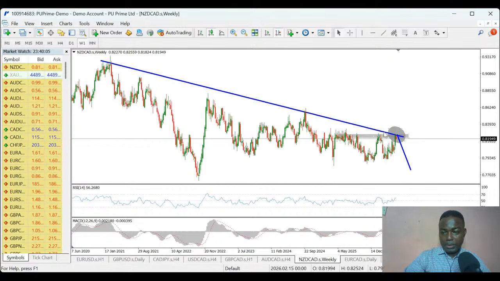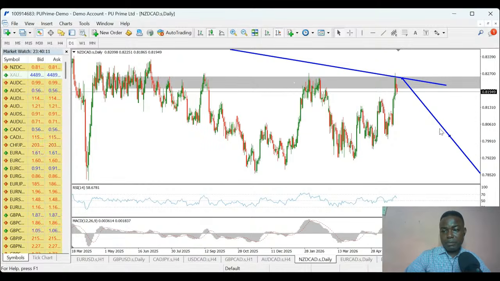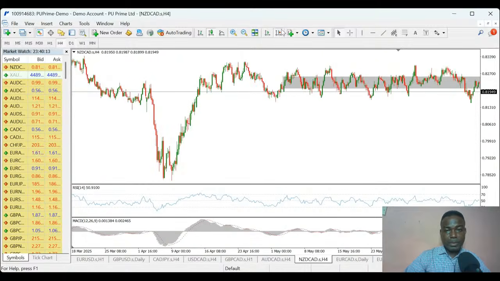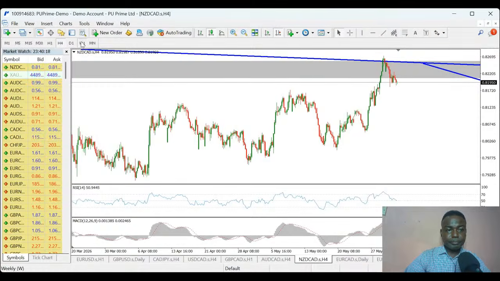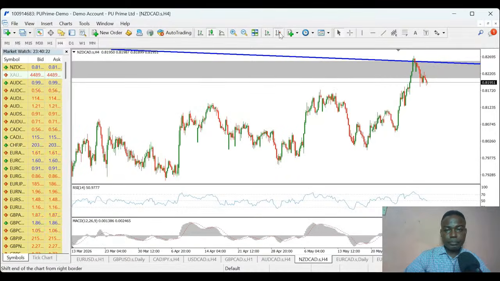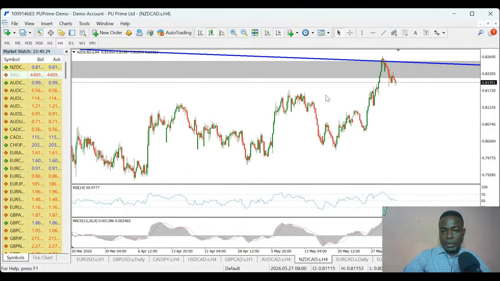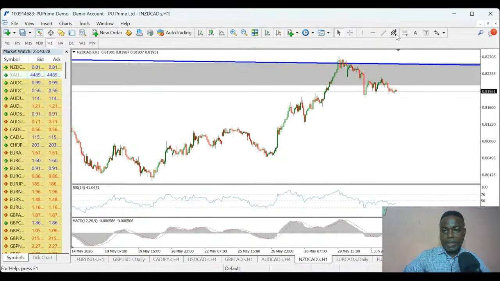So let's go up to check the daily. Let me remove the ellipse there. So let's go to the daily time frame. Nothing much on the daily, so let's go to the 4 hour. Okay, I think I'll get a clearer view on the 1 hour time frame. All right, so this is a 1 hour time frame.